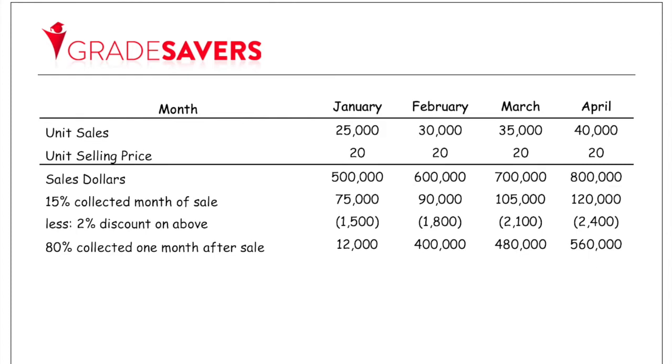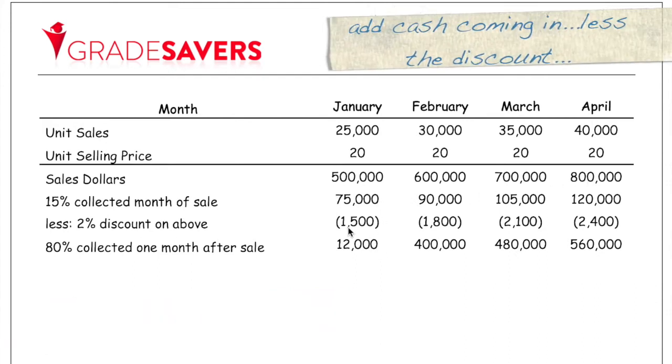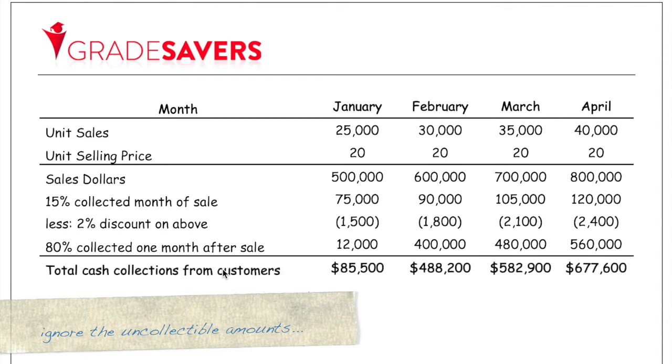Now that we've applied this collection policy, the idea is to add up all of the cash that is coming in. And so when we're adding up the cash collections, make sure you don't add your sales, only add the cash that is coming in. If it's a discount, be sure to subtract it. And further realize that if there are any uncollectible sales, we're simply not going to place those on our schedule because that's not cash that is coming in.